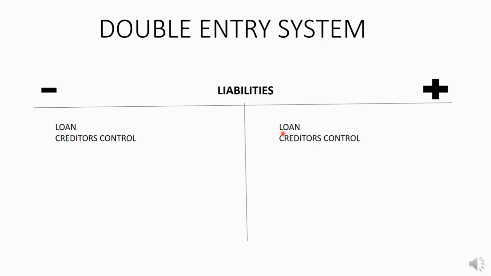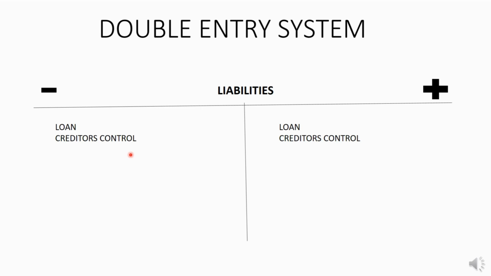Now, let us look at creditors control. If we are referring to creditors control, we are referring to those suppliers that we bought goods from on credit or on account. We didn't pay, but we entered into a short-term agreement where we said we are going to pay you within a period of 12 months. That is what we mean by a current liability.